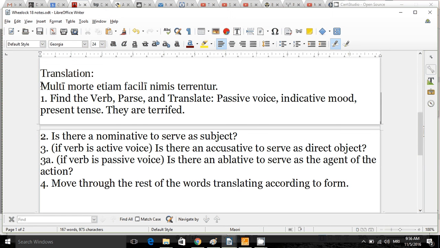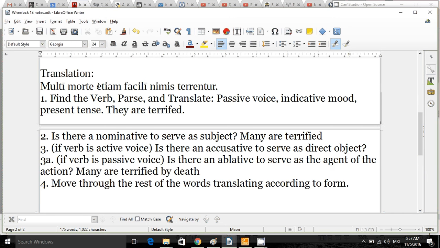Is there a nominative to serve as the subject? Yes, multi. Many are terrified. And now we've got a little different step. This is the step we've been doing because we've only been doing active voice verbs. Is there an accusative to serve as the direct object? But now we have to change that. Now if our verb is passive, we want to ask, is there an ablative to serve as the agent of the action? Many are terrified by what? Morte. There's my ablative. Many are terrified by death.